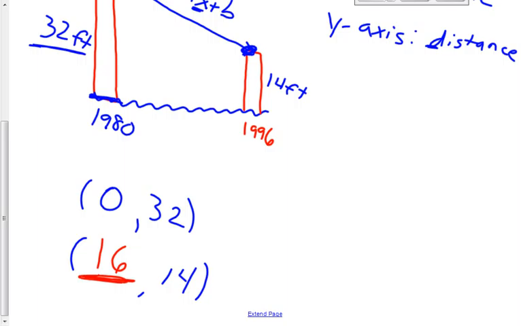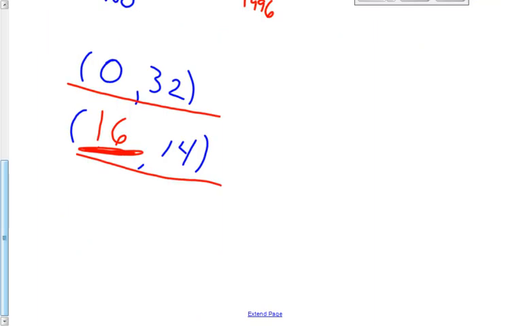So just to review once again, this is 1980, but 0 represents that year, and this is 1996. However, 16 represents that year. So now we've got to get our equation. Class, we are given 2 points.